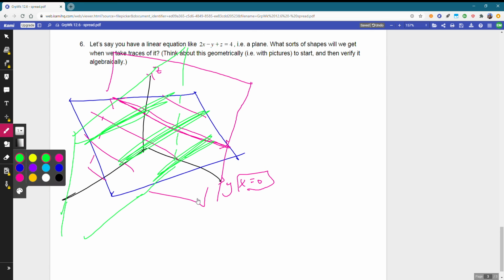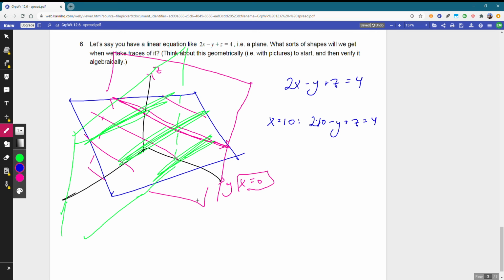Just a real quick algebraic check on this. If we took something like 2x minus y plus z equals 4, and let's say we set x equal to some constant, let's just say 10, then the equation we get is 2 times 10 minus y plus z equals 4. And right away we can just stop. This is a linear equation in 2 variables, and so this is going to give us a line.